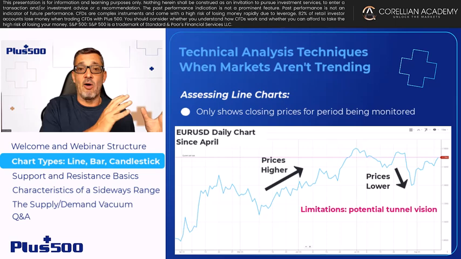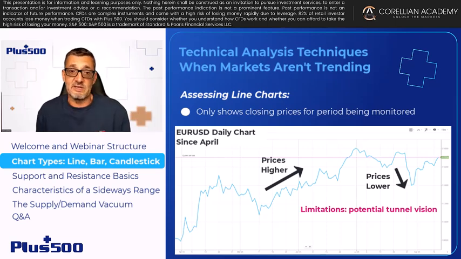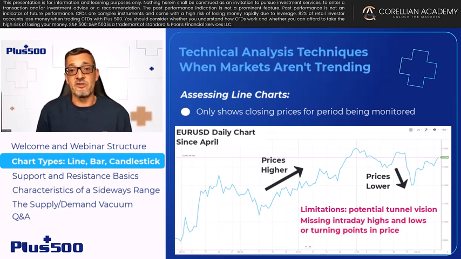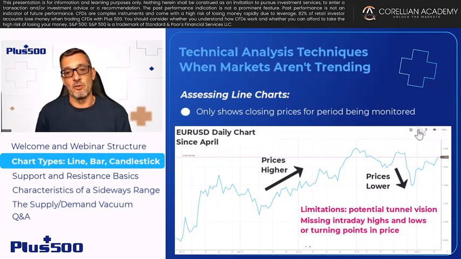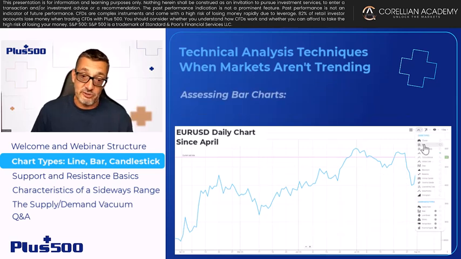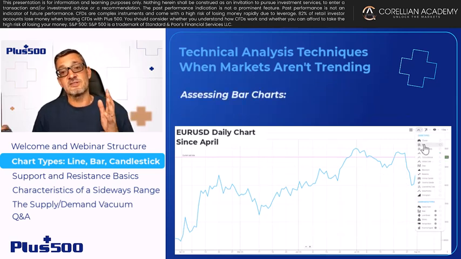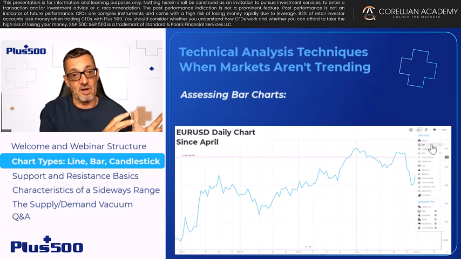This means I could be missing out on very important aspects of price activity, such as intraday highs and lows, or turning points in price across the period being analysed. This type of information can be very important for traders to know, as it's these key levels at which buyers and sellers have been their most active, battling it out for the supremacy over where a CFD that you're trading moves next. One possible solution to this is to use the second type of chart, and that's the bar chart.